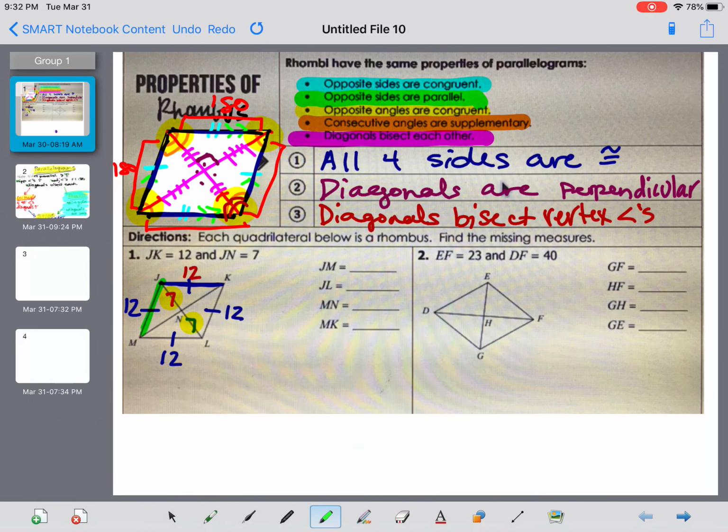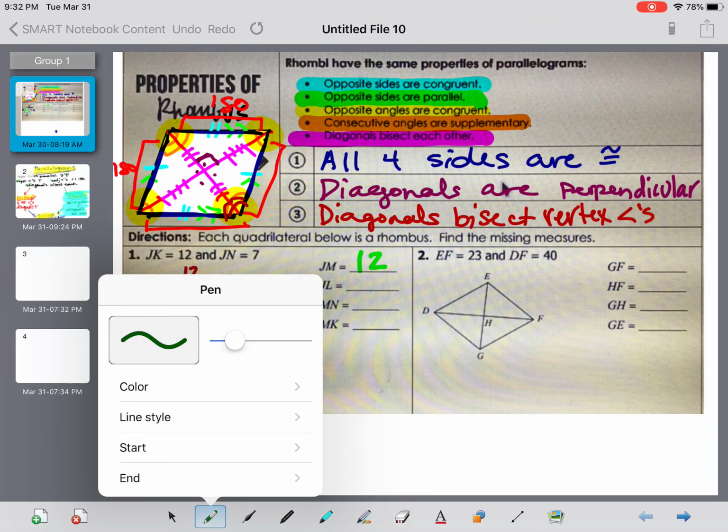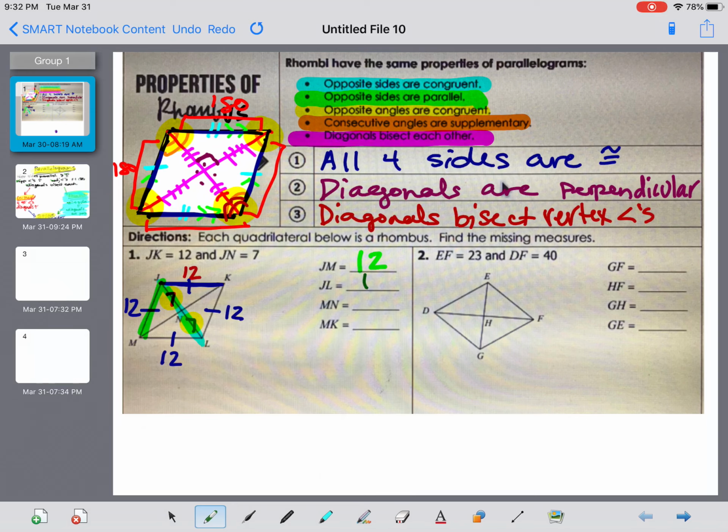The first thing it asks us for is JM, and JM is this piece right here. And we can see that that is 12. All right, JL. JL is the whole diagonal right here from J to L. Now, I know that both of those pieces are 7, and I know that 7 plus 7 is, you guessed it, 14. The next thing it asks us for is MN. All right, let's take a look at MN.